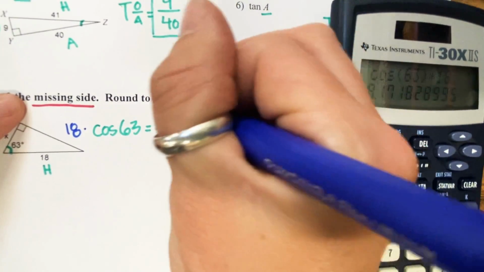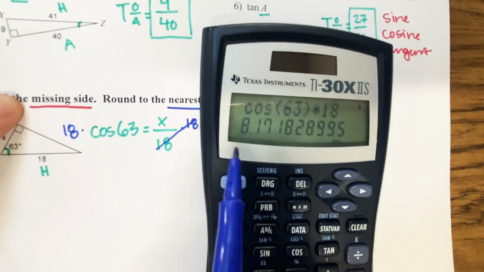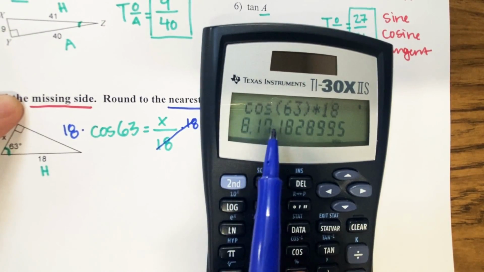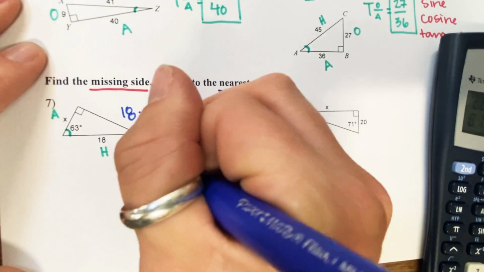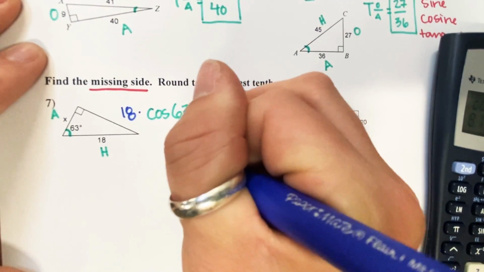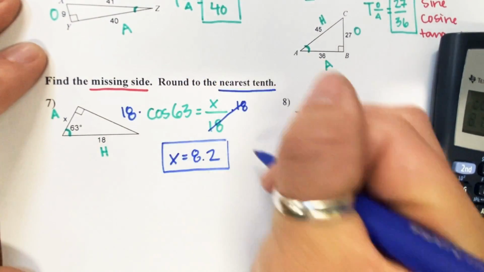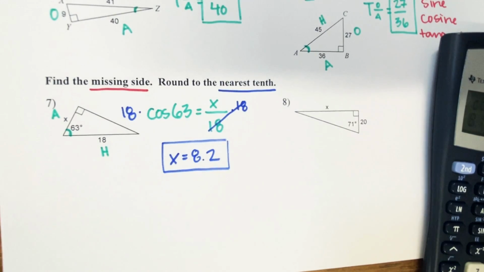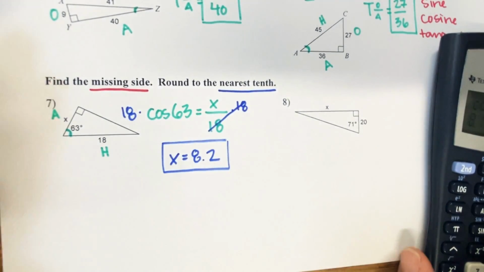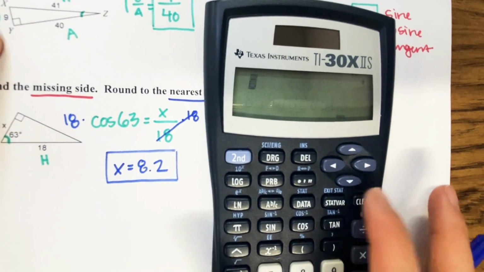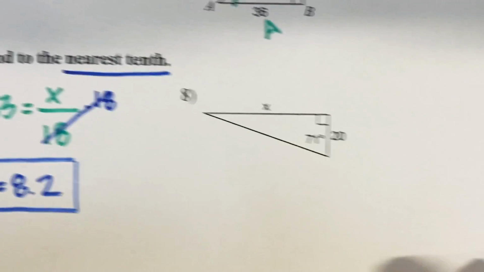It wants us to round to the nearest tenth, so that's one decimal place after. So if this is 8.17, this 7 is going to turn that 1 into a 2. So our x is 8.2. And it is that easy. It's just figuring out what you need to do the opposite of to get x by itself and punching it into a calculator. Okay, so let's go ahead and zoom in for our last example.